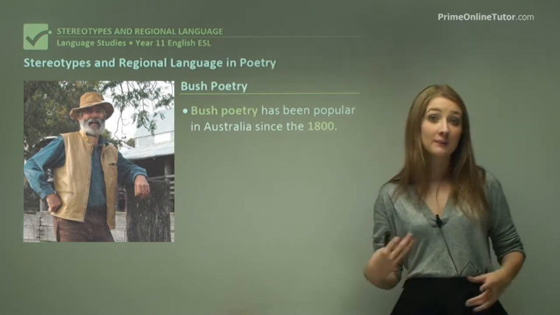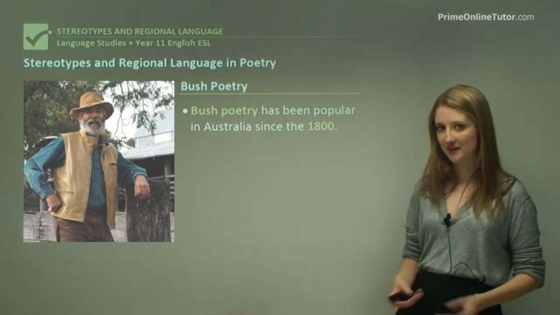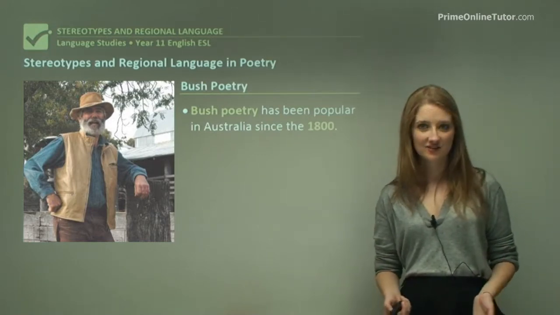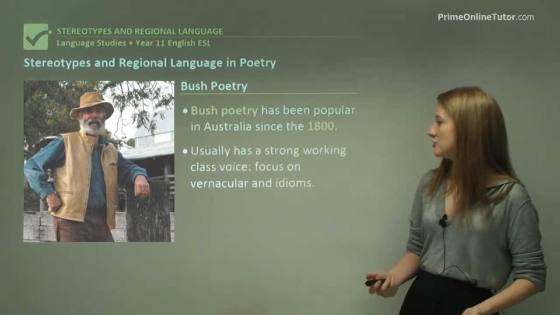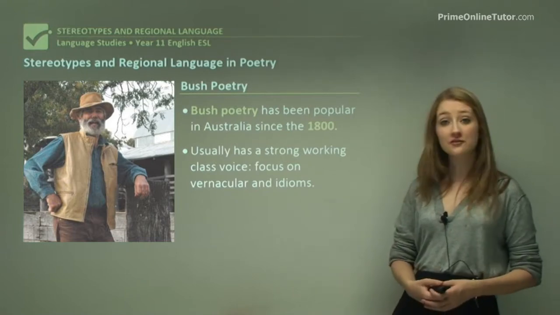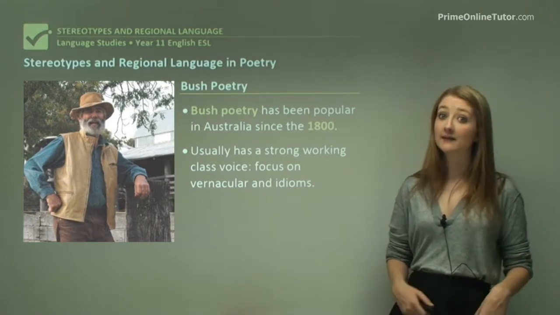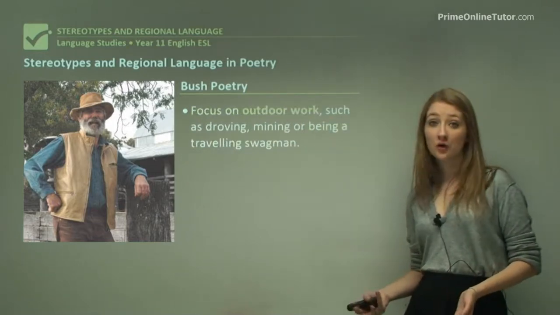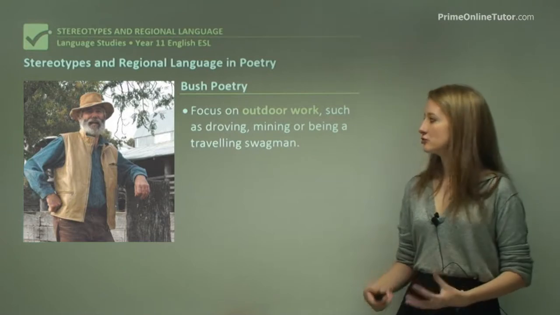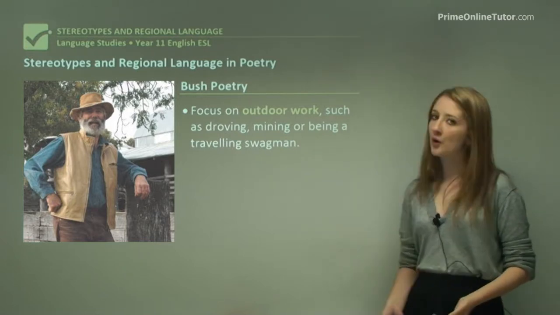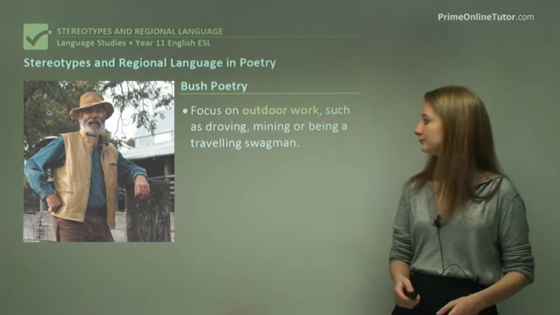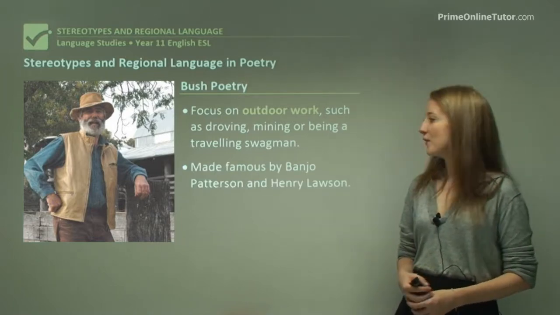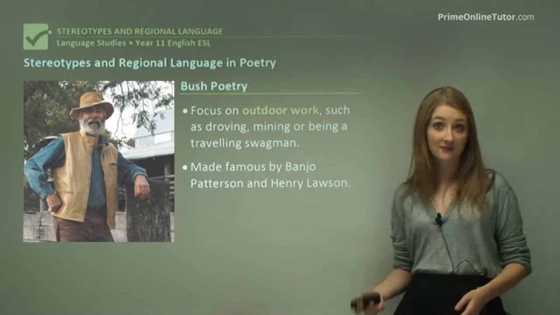The next genre in poetry is the idea of bush poetry. Now, bush poetry has been popular in Australia since the 1800s. It usually has a strong working class voice, which focuses on vernacular and idioms. It also focuses on outdoor work, so it's mentioning things like droving of cattle, mining, or being a travelling swagsman. It was made particularly famous by the poets Banjo Paterson and Henry Lawson.